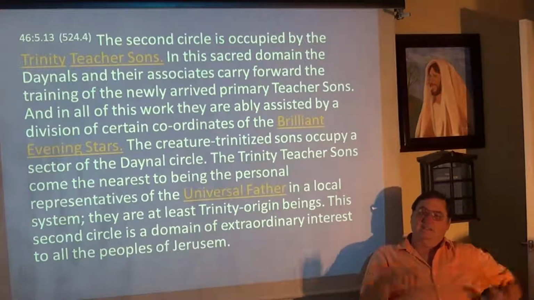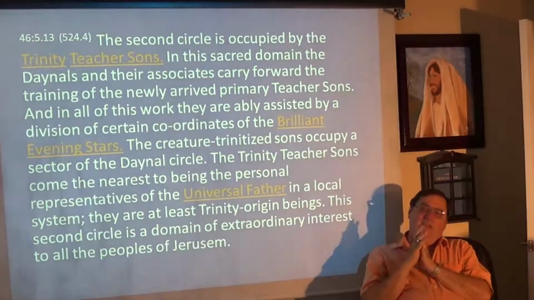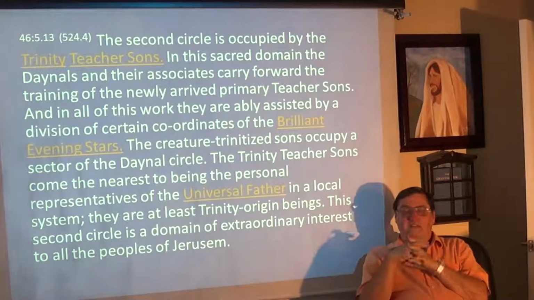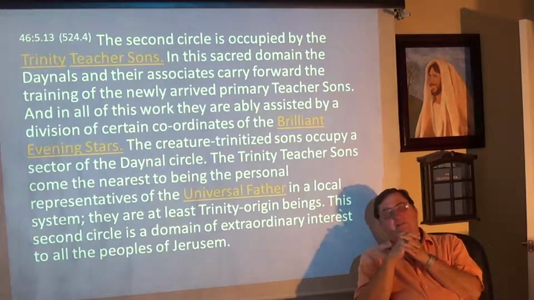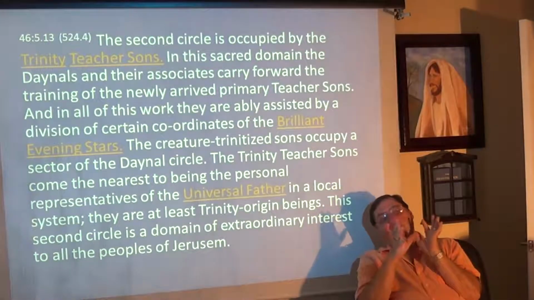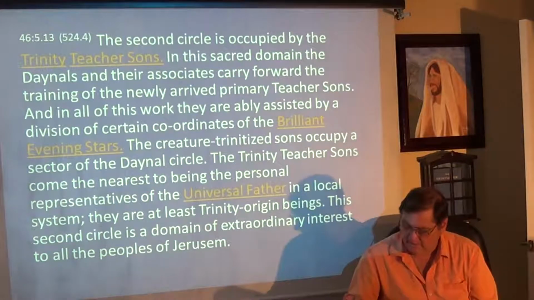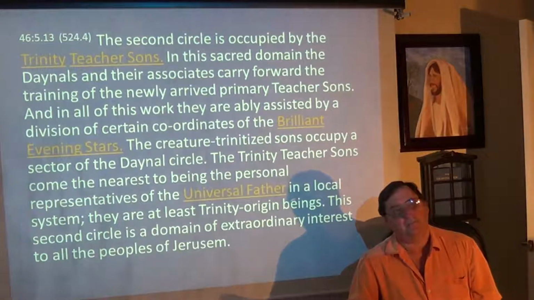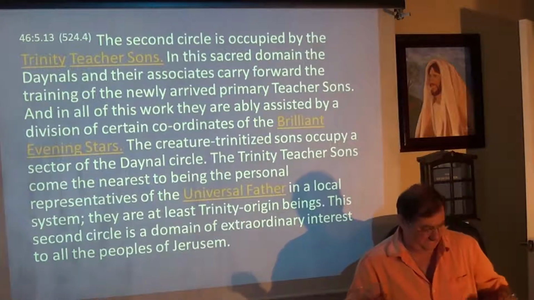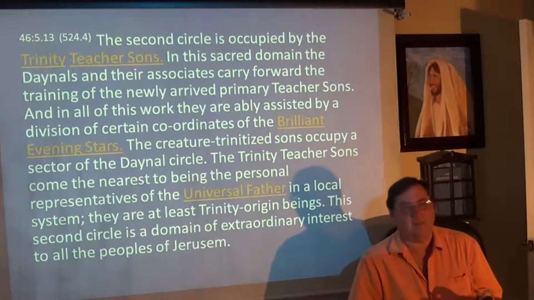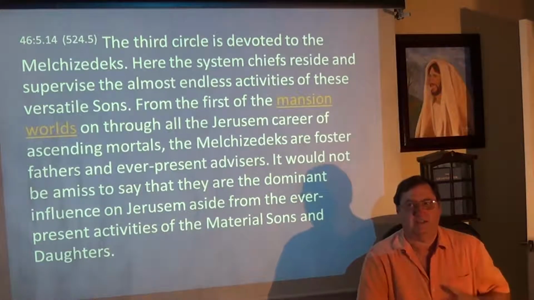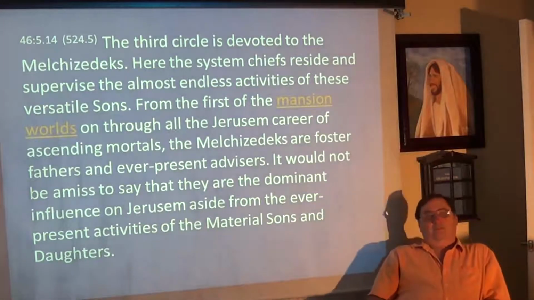Because they're actually part of that, they become part of that Trinity as Trinity teacher sons, right? They expand their consciousness to the Paradise Trinity. So the wheel of Paradise really is revealed in these sons. Okay? And that's the second circle. But I like the way they say it. It's the nearest to being the personal representative of the universal Father. That's right. Outside of what? Your thought adjuster, right? Yes, your thought adjuster is the personal representative.